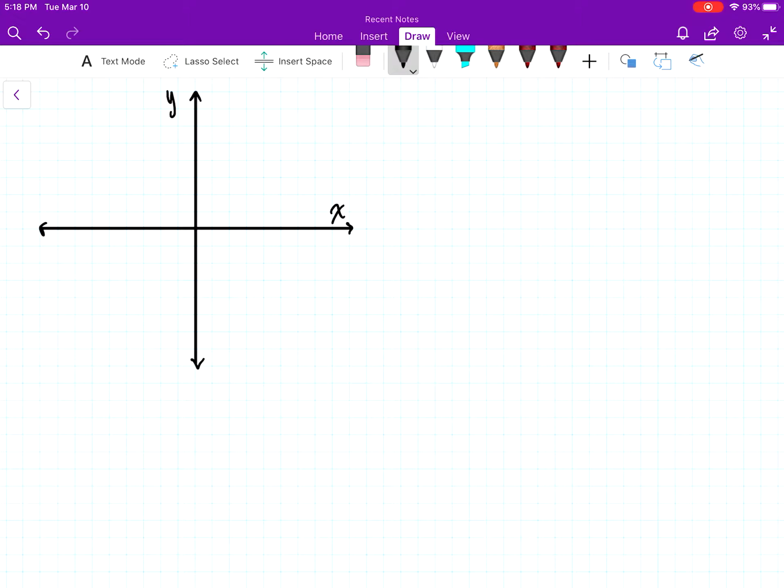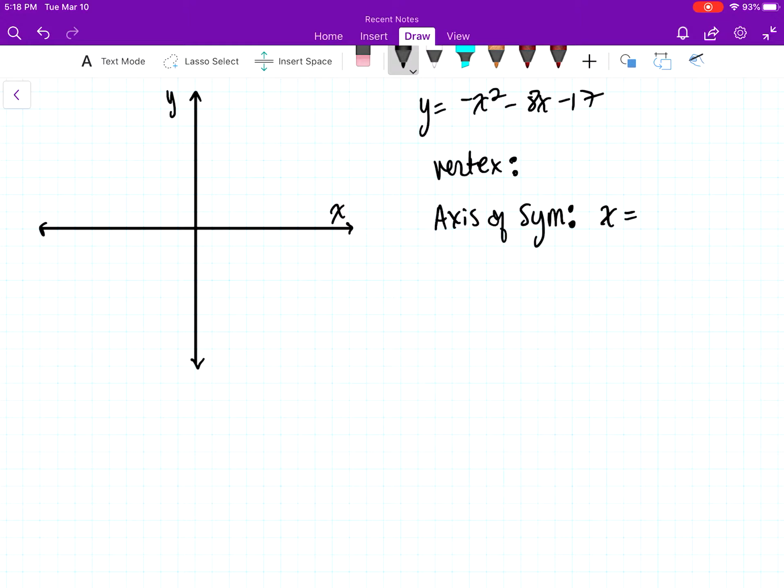All right, welcome back. So on this one, I have my graph set up, and I'm going to graph the equation y is equal to negative x squared minus 8x minus 17. So again, I'm going to find my vertex, and I'm going to find my axis of symmetry. That's going to be x equals the number in our vertex, and I'm going to find my domain, and I'm going to find my range.